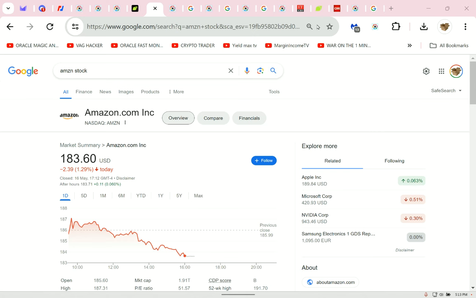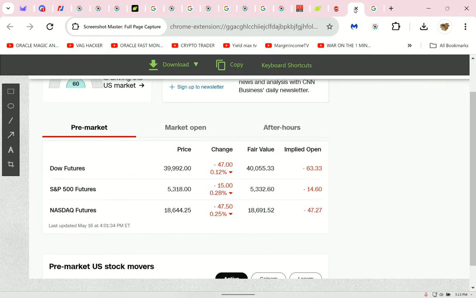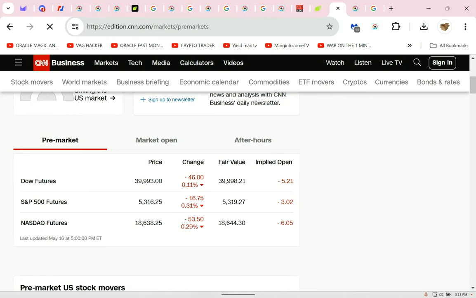So today, Amazon did not have a good day, and we turned from a positive day to a negative day. I have screenshots, okay, as the market had closed. The market's already closed. Now it's 5 p.m.